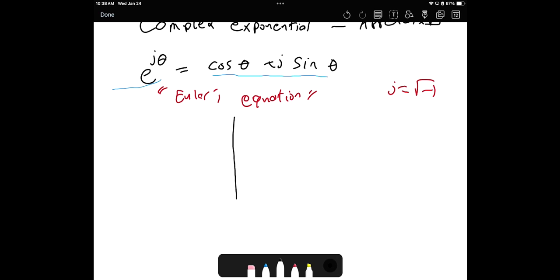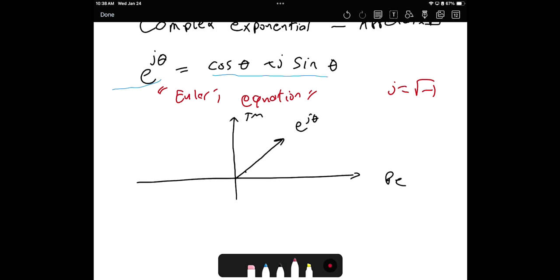So, let's look at the axis. This is the real axis, this is the imaginary axis. So when I say e power j theta, here's a vector. So here is the angle theta, and since there are no constants, the absolute value of e power j theta alone is equal to 1. So the magnitude here is 1. I put this as 1.